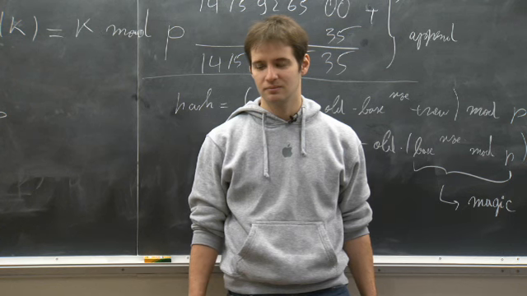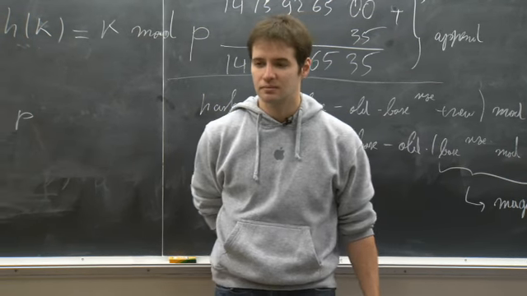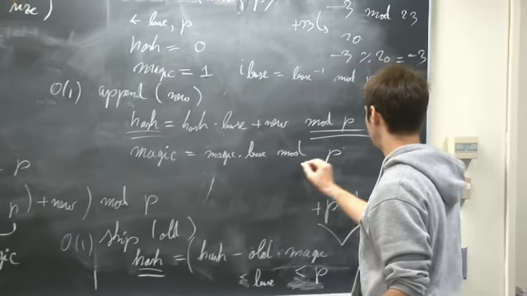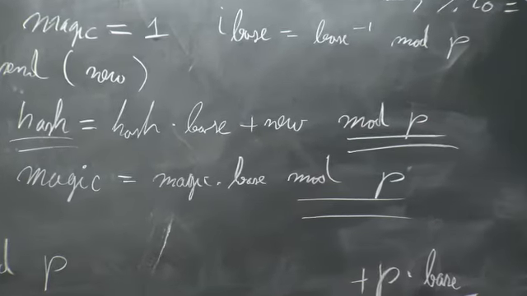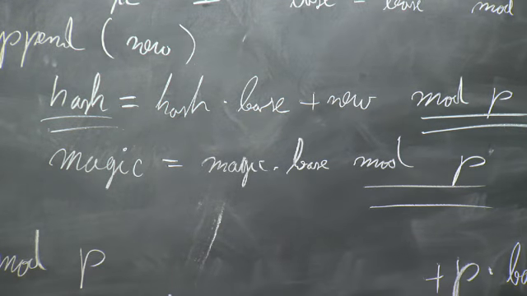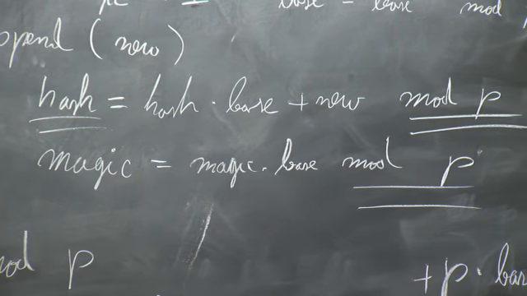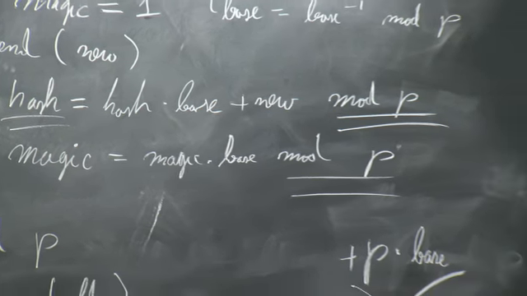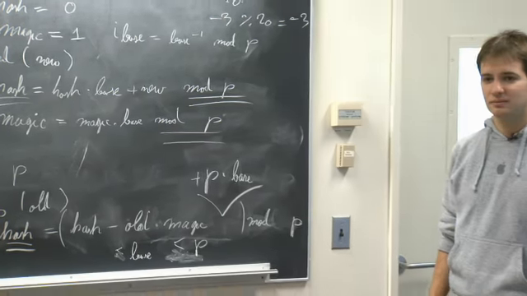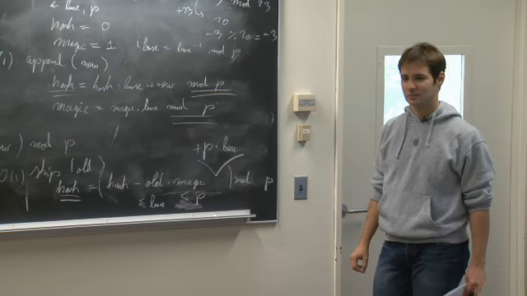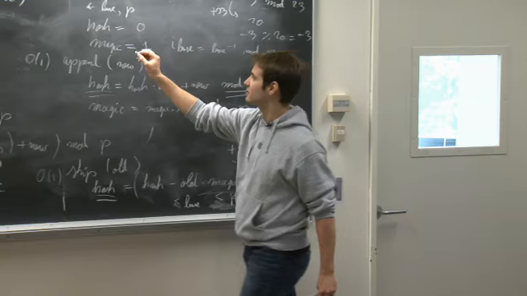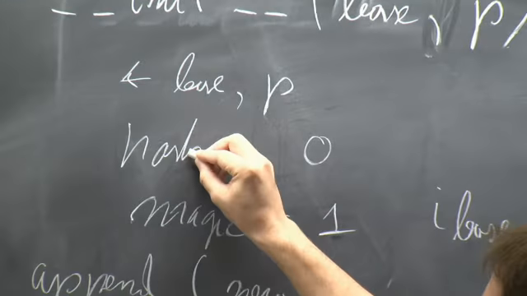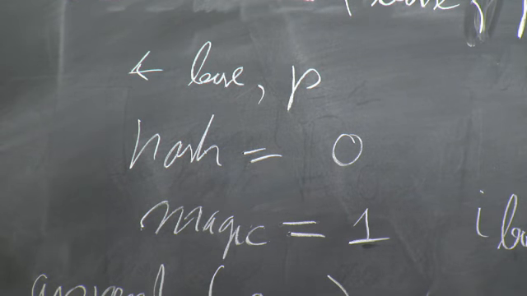I guess I'm just confused because it seems like we're still working with the large numbers every time append is called. Oh, let's see. Mod p, mod p. Okay, so even though you're still multiplying magic times base, it doesn't matter. After I'm doing that, I'm reducing it modulo p. Okay. And then we're only working with the small values of magic. Yep. So everything here stays between 0 and p. Actually, hash is between 0 and p, and magic is between 0 and p.